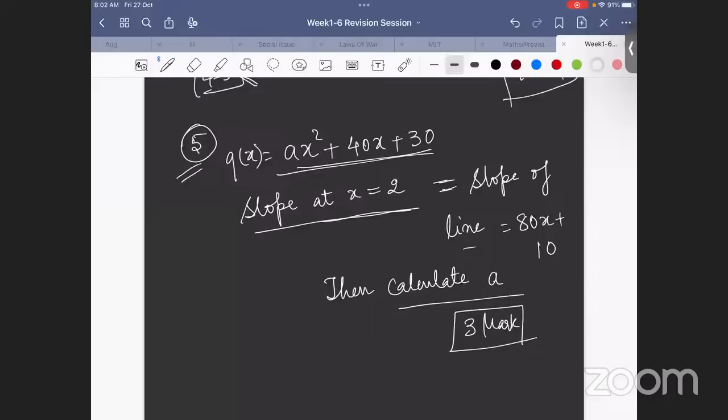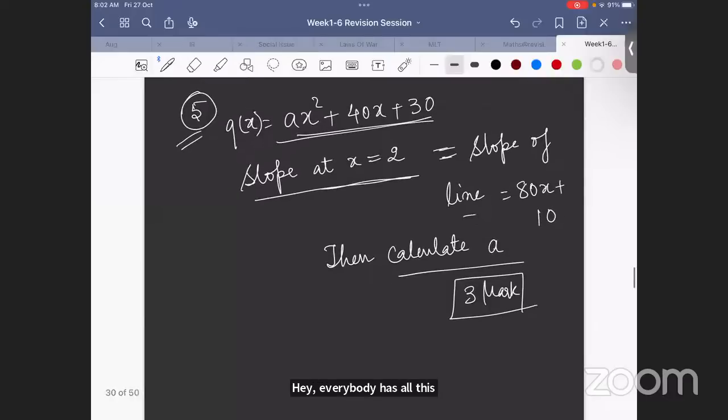Yes, sir. Everybody has solved this? If you are not getting even a single doubt, just ask me. If you are not able to solve, just let me know. I'll solve it.